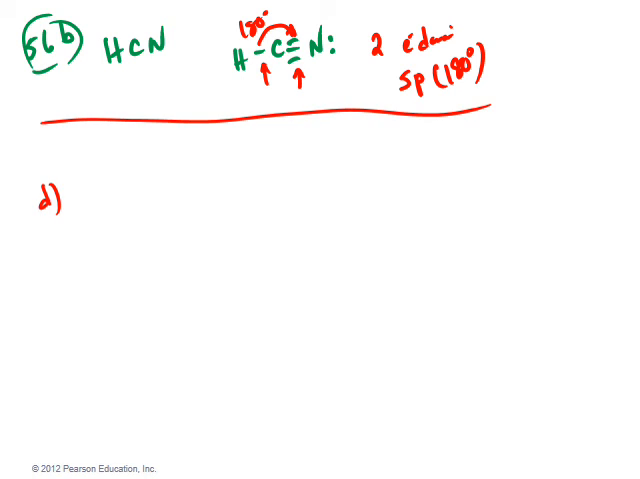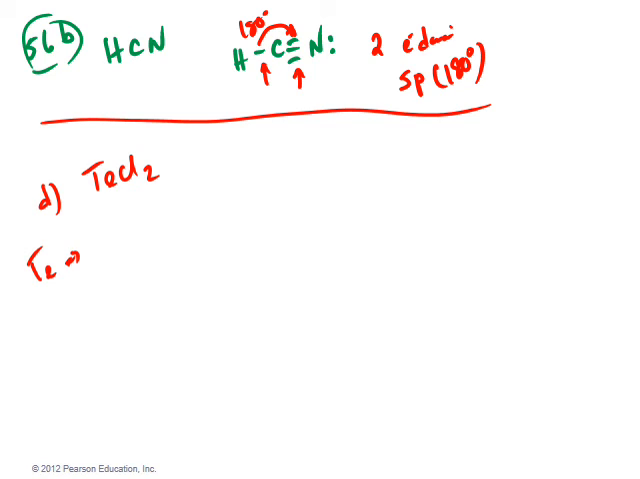Let's draw a line here. In 56D, the question is, what is the hybridization of the central atom in tellurium chloride, TeCl2? Now let's count valence electrons.